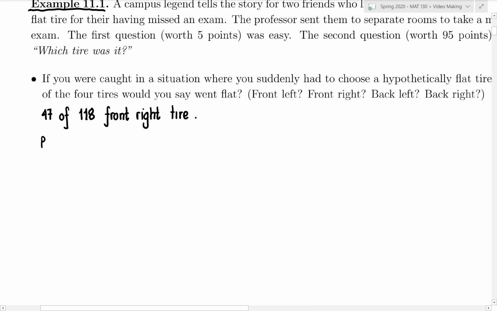So the first question is, what proportion of the people that answered that question picked the front right tire? Well, the proportion is going to be the number of outcomes, in this case picking front right tire, divided by the total number of outcomes, which is 118. That comes out to roughly 0.398. This is the proportion from our sample. We picked a sample of 118, and the proportion coming from a sample we're going to denote by p hat. This is the sample proportion.